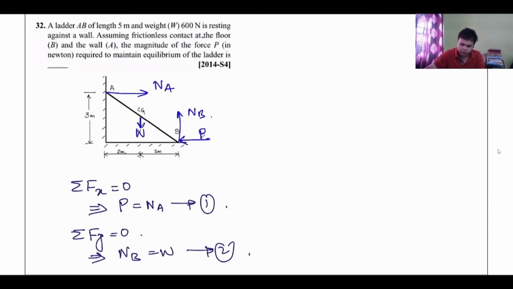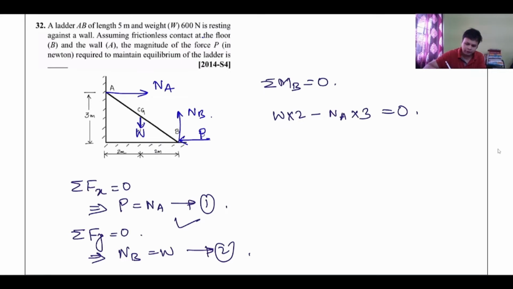What else can I do? Can I take moment about point B? Summation of moment about point B is equal to 0. Right? So I can say W into 2, this is anti-clockwise, minus NA into 3 is equal to 0. In place of NA, I can substitute P. You can clearly see that the perpendicular distance from W to point B is 2. The perpendicular distance from NA to point B is 3. Right? So this is 2, and this is 3.